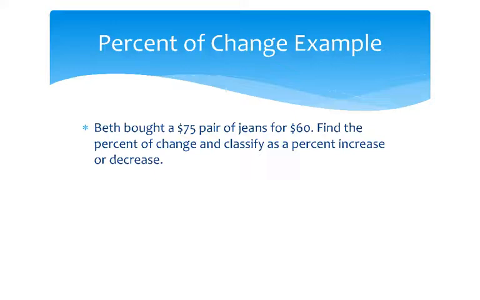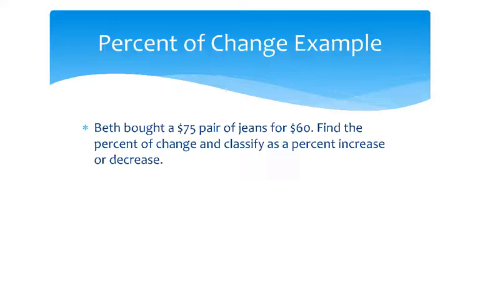So let's just look at this first example. We're going to walk through it together. Like with any word problem, the one thing that we should always do is underline the important parts. So remember guys, I do have the note sheet posted for you guys if you want to follow along with it to fill in as well. So Beth bought a $75 pair of jeans for $60. Find the percent of change and classify it as a percent increase or decrease.